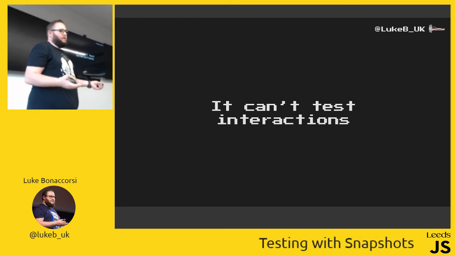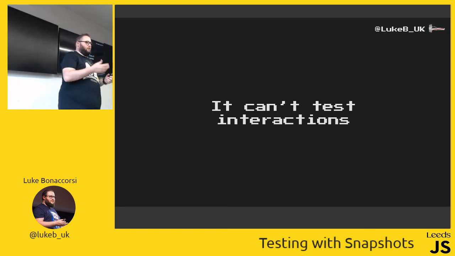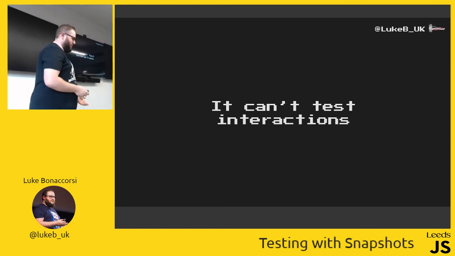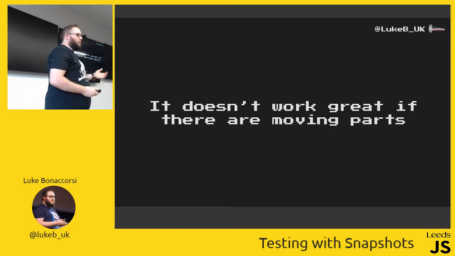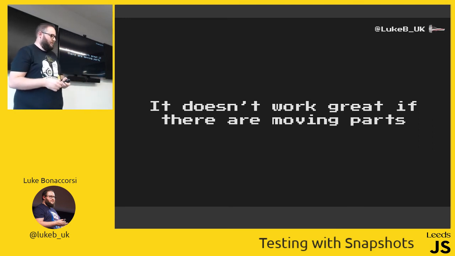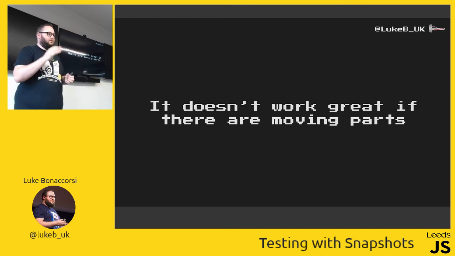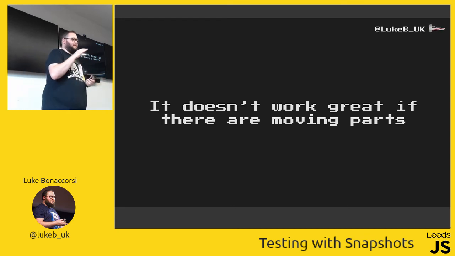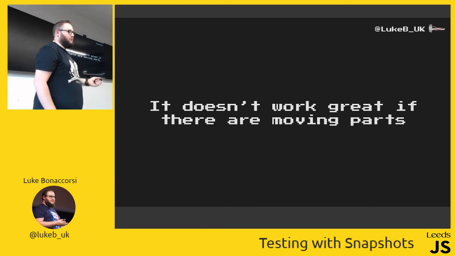So interactions you can't test with a snapshot, because a snapshot is getting a point in state and data, whereas an interaction is making sure that an action happens. So you can't fire a click through snapshot testing. It doesn't necessarily work great if there are moving parts. So if there's stuff that changes, it's not fantastic. If it's one item, that's fine. You can just say, okay, I know this thing's going to change. It's semi-unimportant. I can just blank that out. That's fine. But if there's a lot of stuff that changes, that will end up breaking your snapshots because it won't be the same.